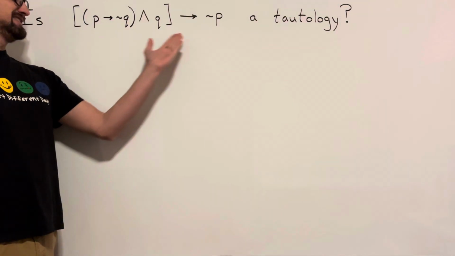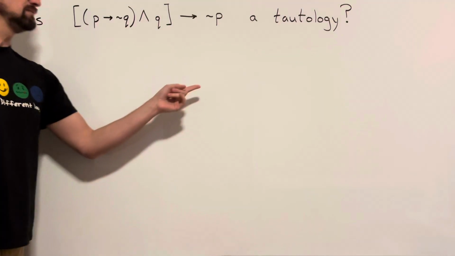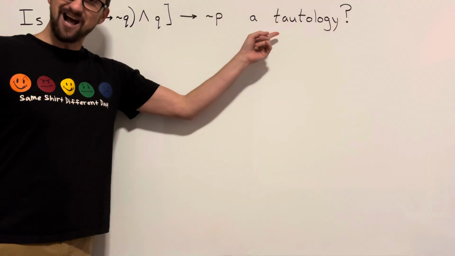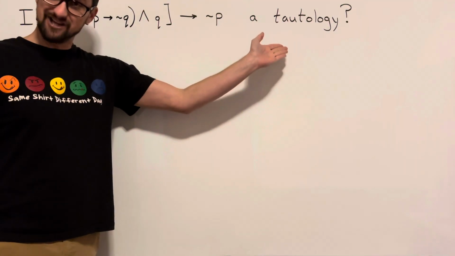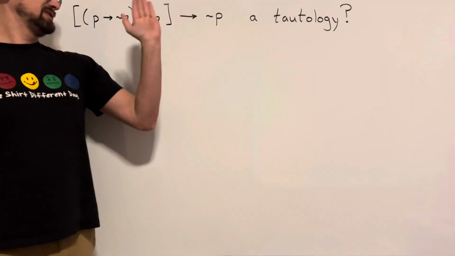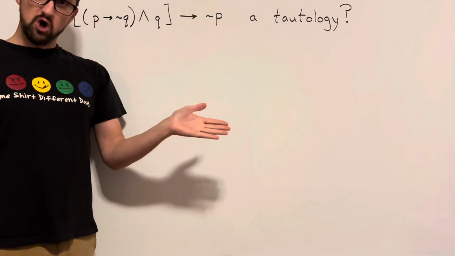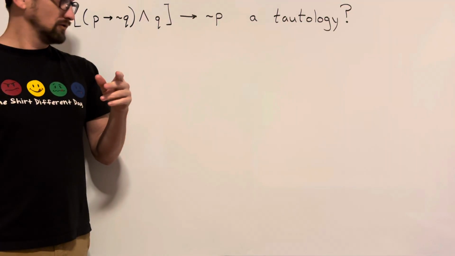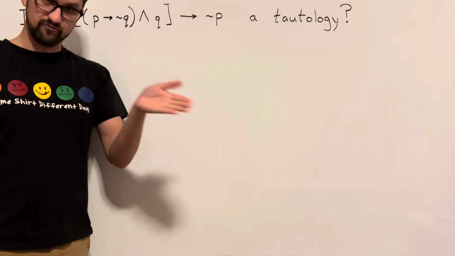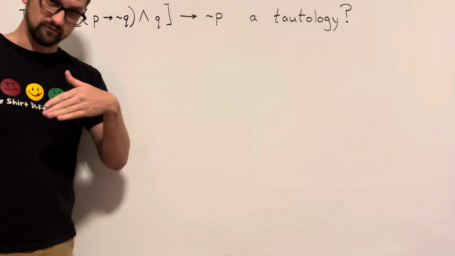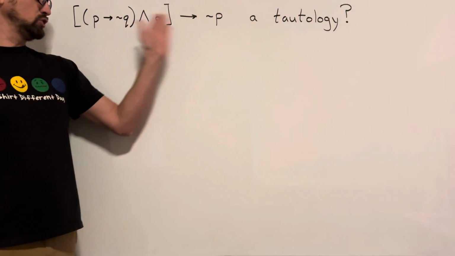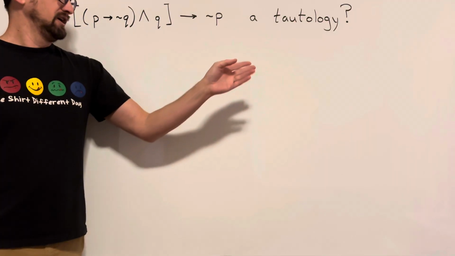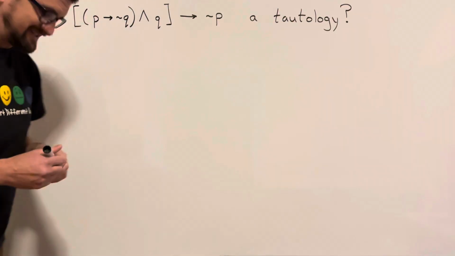Is this conditional statement a tautology? Now, to be a tautology, it needs to be true for all cases of P and Q. There's 4 scenarios. They're both true, they're both false. One's true, one's false. The other one's false, true. So if it's true for all situations, then we're going to say, yes, it is a tautology.